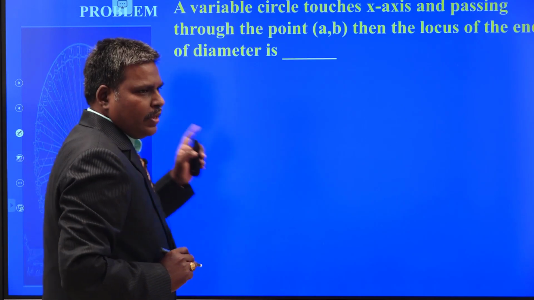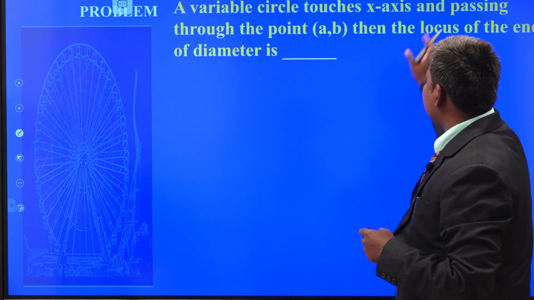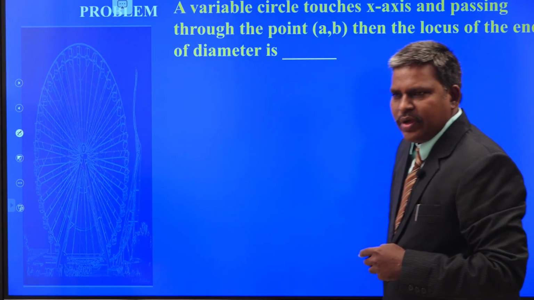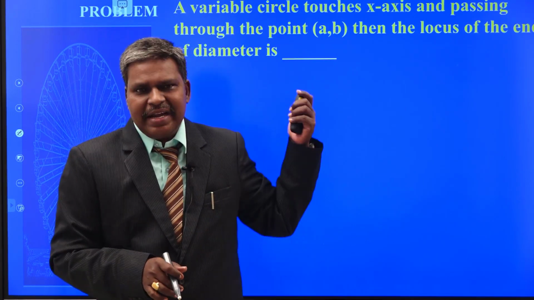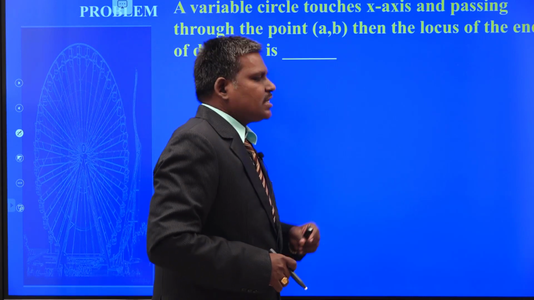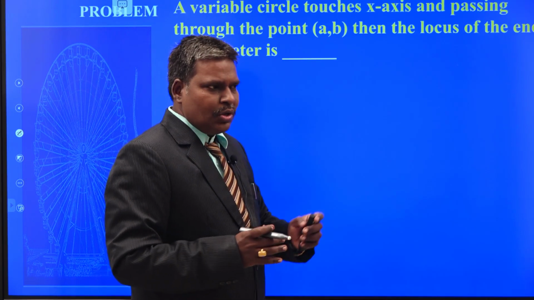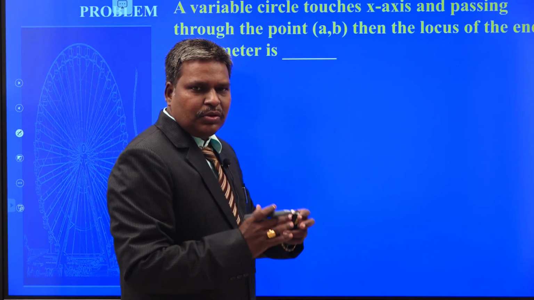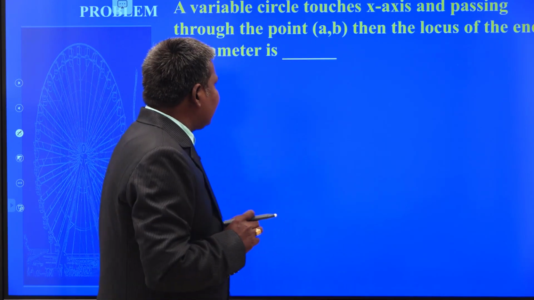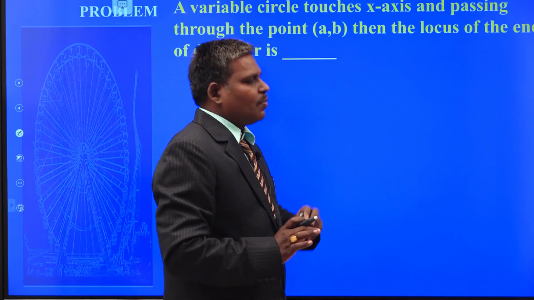Let us do one more problem. Very interesting problem. Read it yourself first of all. A variable circle touches the x-axis. Variable circle, I mean, the circle is varying from one place to another, even though it maintains some conditions. What are the conditions? It touches the x-axis and passes through the point A comma B. So your circle is varying, changing from point to point, even though it satisfies two conditions. It always touches the x-axis, and it always passes through the point A comma B.